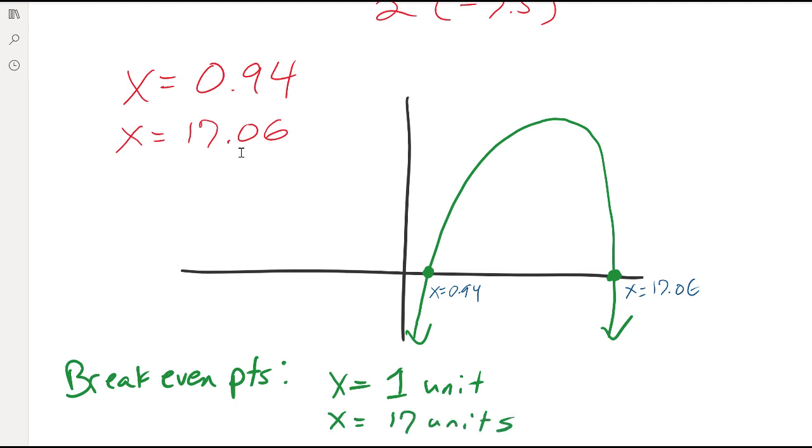What I'm trying to say is going to be a little confusing in your homework, but the way the parabola works is that you round up your left value to the nearest whole unit, and then you round back the second one, if that makes sense. So round up the left x-intercept, round down the right x-intercept. Our break-even points will be 1 unit and 17 units respectively. All right, folks, hope this helps you out with the homework. I'll see you guys in the next video.